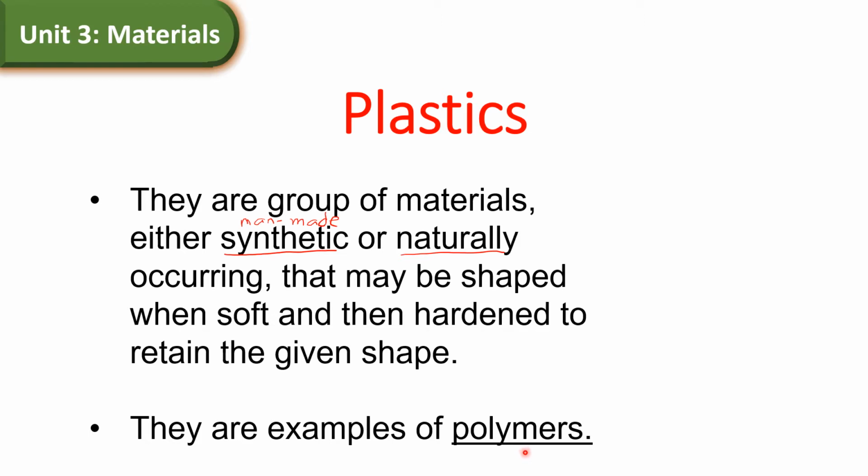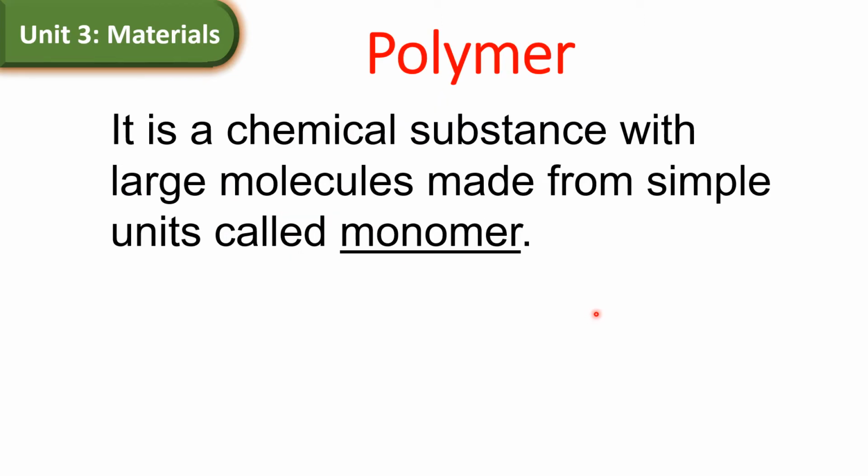Say it again, polymers. So what are polymers? A polymer is a chemical substance with large molecules made from simple units called monomers. If you still remember, molecules are a group of atoms. In a polymer, you are connecting these atoms to make molecules, and then these molecules are connected or chained into longer molecules, which are now your so-called polymers.